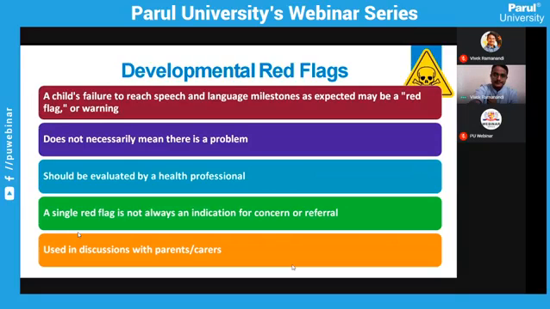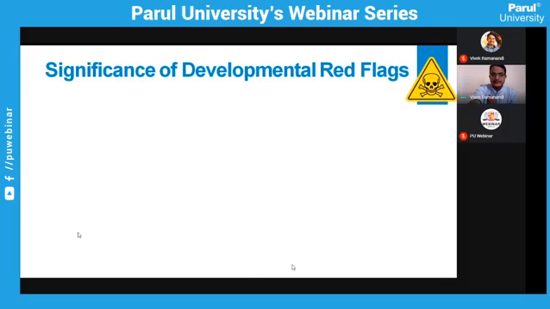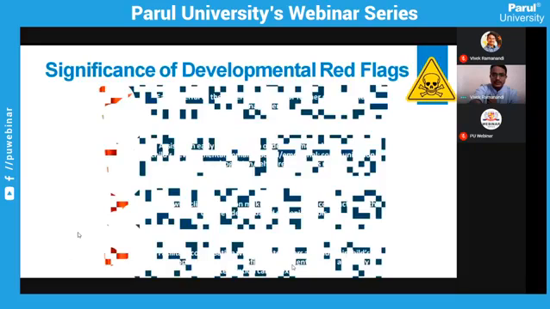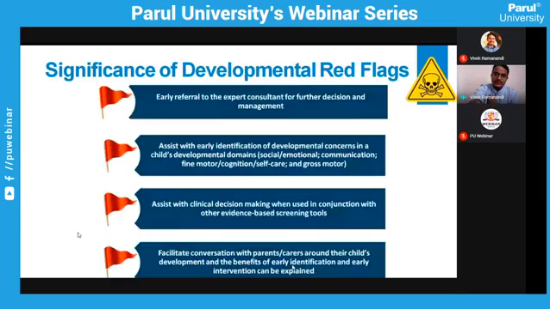Now, what is the significance of developmental red flags? First, we can do early referral to expert consultants for further decision and management. We can assist early identification of developmental concerns in the child's developmental domains, which we have already discussed. We can assist with clinical decision making when we use these red flags in conjunction with other evidence-based screening tools, and we can facilitate conversation with parents or carers.